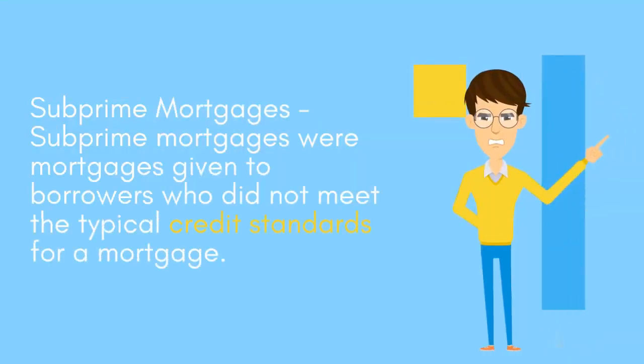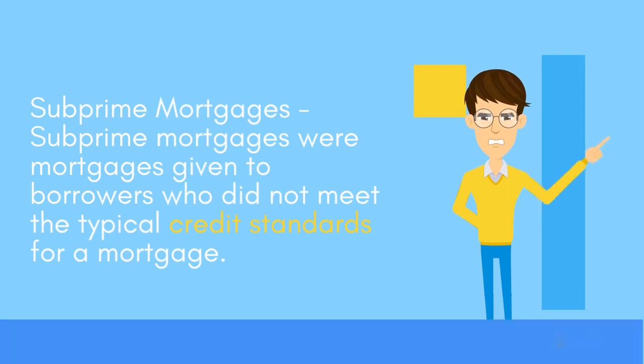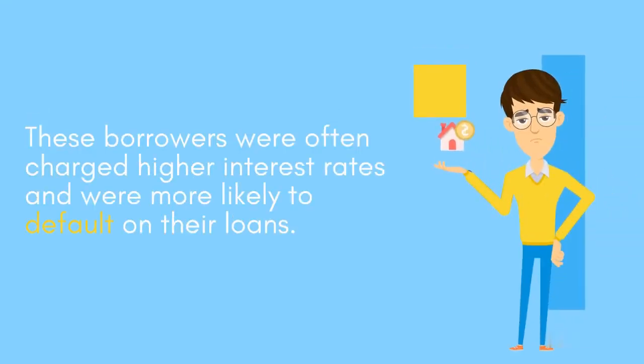Subprime mortgages. Subprime mortgages were mortgages given to borrowers who did not meet the typical credit standards for a mortgage. These borrowers were often charged higher interest rates and were more likely to default on their loans.